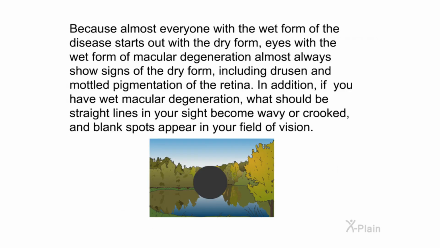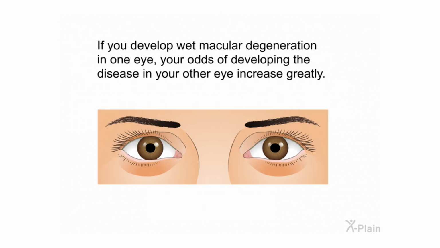Because almost everyone with the wet form of the disease starts out with the dry form, eyes with the wet form of macular degeneration almost always show signs of the dry form, including drusen and mottled pigmentation of the retina. In addition, if you have wet macular degeneration, what should be straight lines in your sight become wavy or crooked, and blank spots appear in your field of vision. If you develop wet macular degeneration in one eye, your odds of developing the disease in your other eye increase greatly.